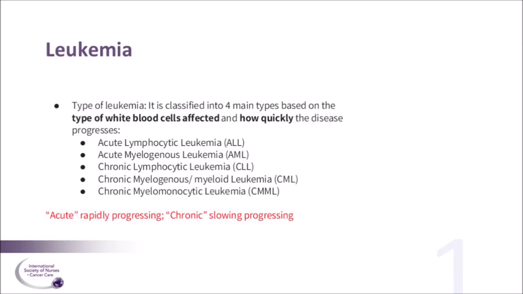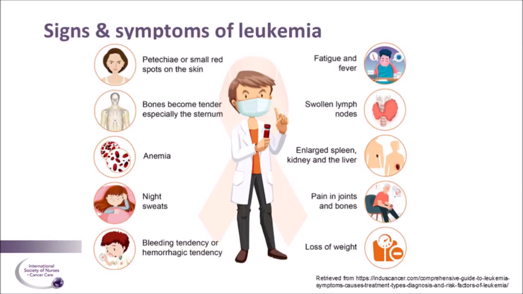Chronic lymphocytic leukemia, CLL, is the most common chronic leukemia in adults, most common in people over 65. Symptoms may not appear for several years with CLL. Chronic myelomonocytic leukemia, CMML, is more common in older adults, most common in people over 65, but can affect adults of any age. It rarely occurs in children. Symptoms may not appear for several years with CMML.